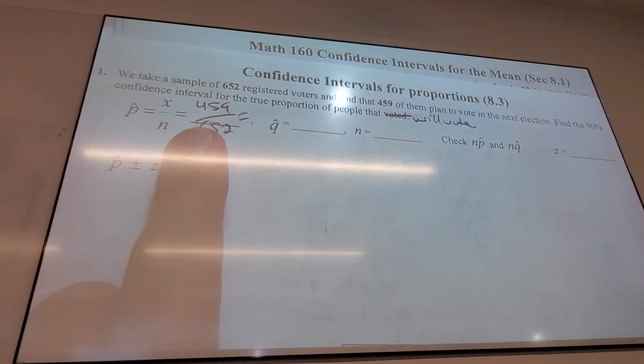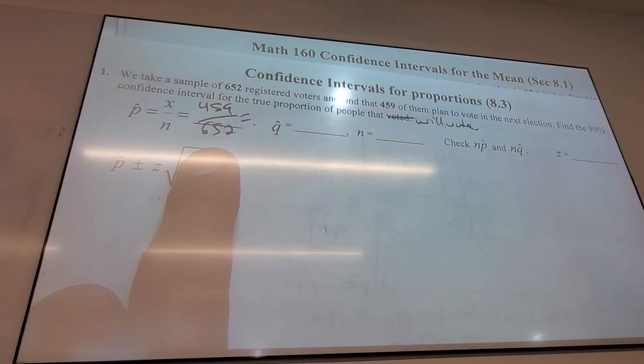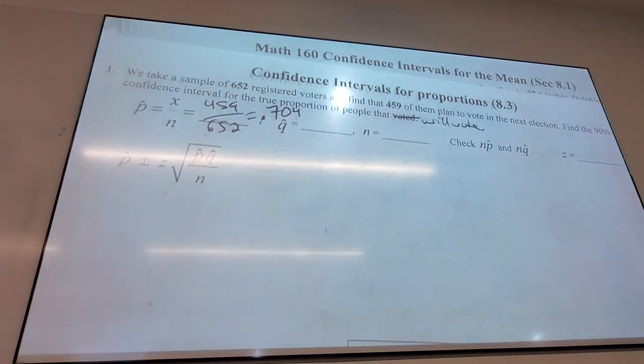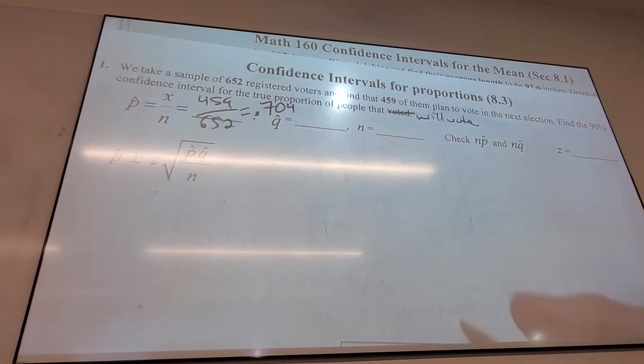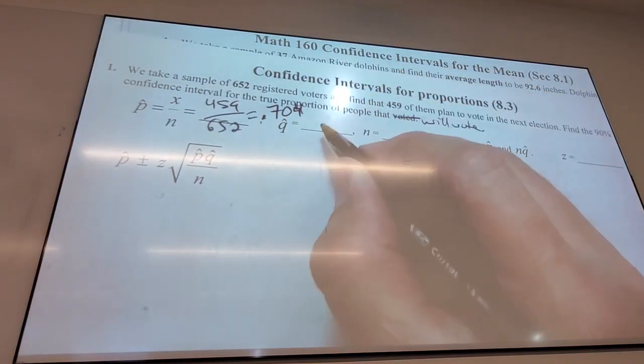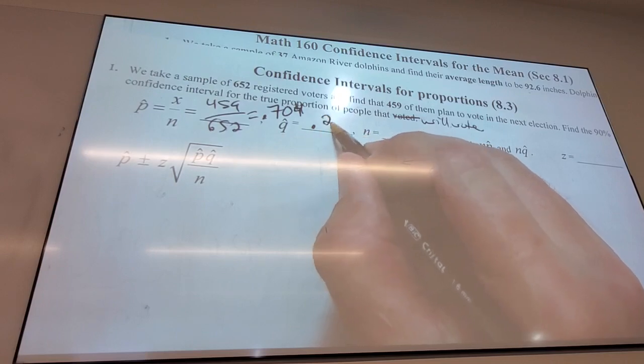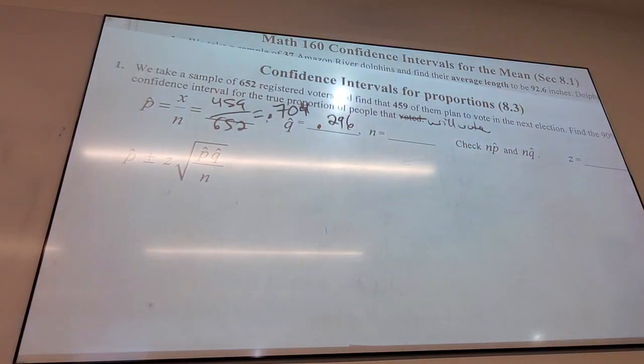So what is 459 divided by 652? 0.704. Can somebody tell me what Q hat must be then? 0.296. Good, because together they have to make 1. No matter what clothing they're wearing. Okay.